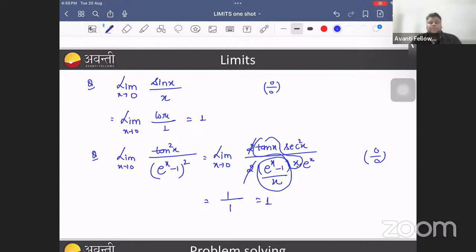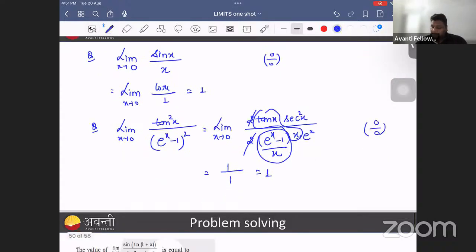Got it? So in this 0 by 0 or infinity by infinity form, L'Hospital can be applied. But applying L'Hospital is not always convenient. Getting my point? This might not be convenient every time. Sometimes it may be lengthy, sometimes the derivatives are not so simple. So wherever we find it convenient, use L'Hospital. Wherever you don't find it convenient, don't use L'Hospital.